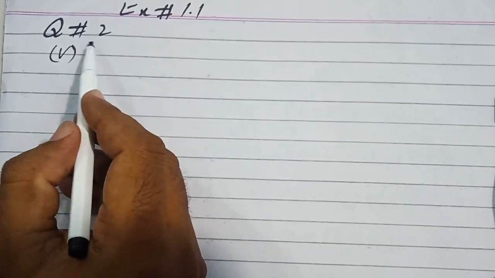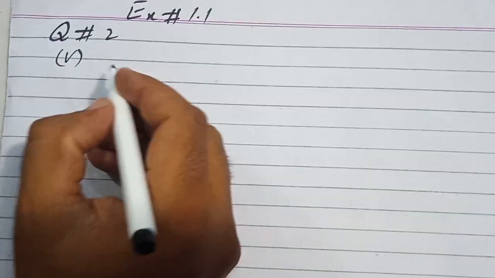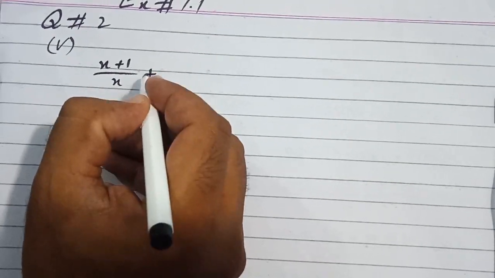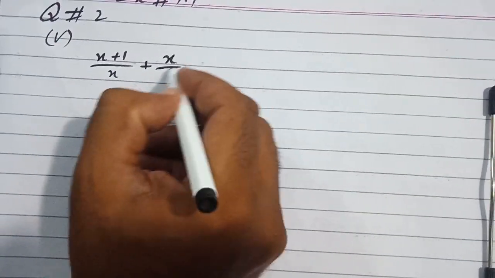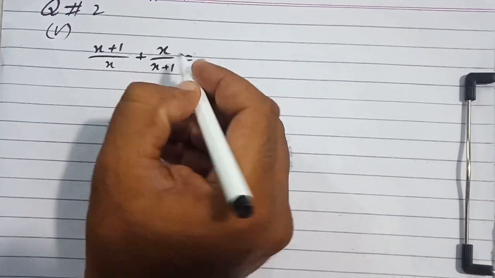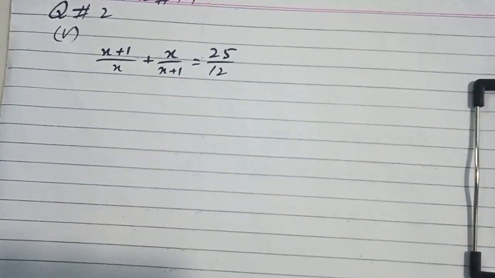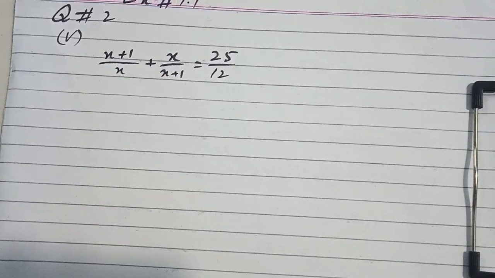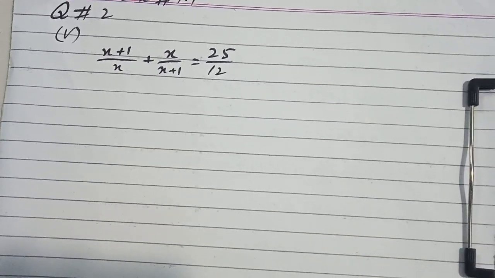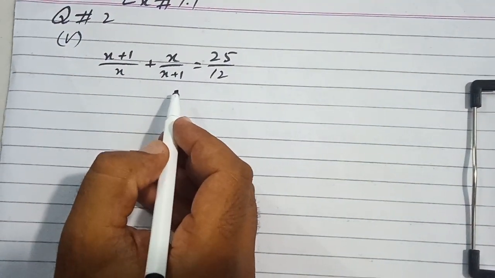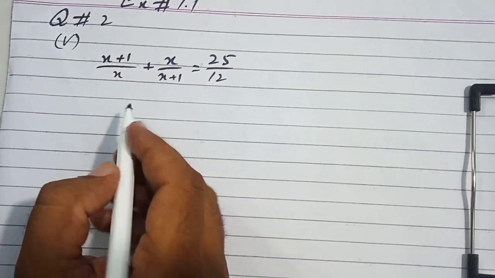I am going to solve the fifth part of question number 2, that is x plus 1 over x plus x over x plus 1 is equal to 25 over 12. And we have to solve this quadratic equation with the help of factorization. So first of all, I will convert this equation into the standard form of the quadratic equation.